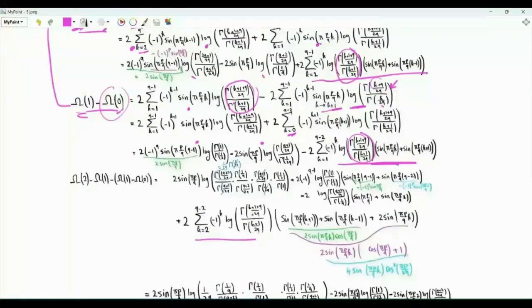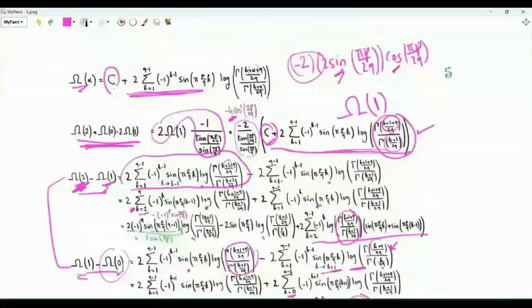Because we have adjusted the gamma functions to have the same argument, we get different arguments for the sine function. We have sine pi p over q (k plus 1) plus sine pi p over q (k minus 1). These two sines can be combined as 2 sine pi p over q k and then cosine pi p over q. We can take 2 times the sine as a common factor. We get a bracket with 1 plus cosine pi p over q, and this bracket is 2 times the cosine squared of pi p over 2q. This quantity here is this bracket multiplied by minus 4 cosine squared pi p over 2q.